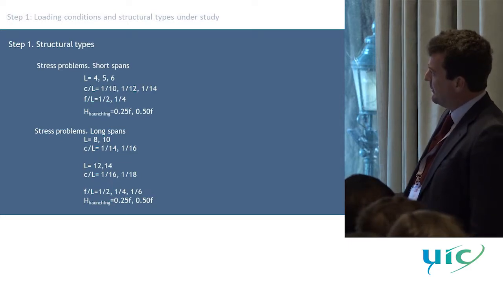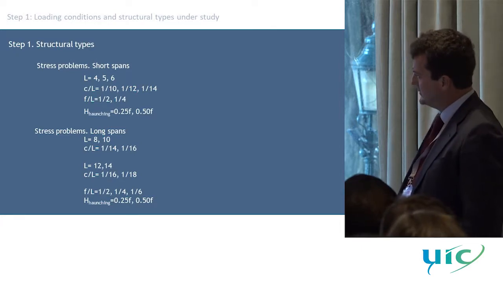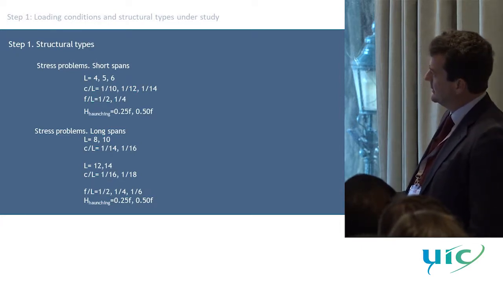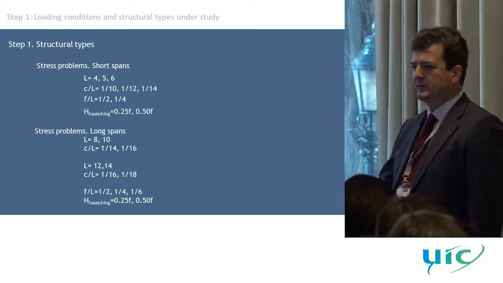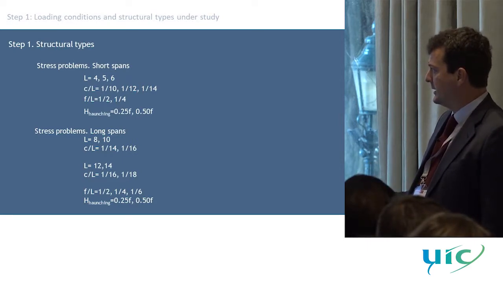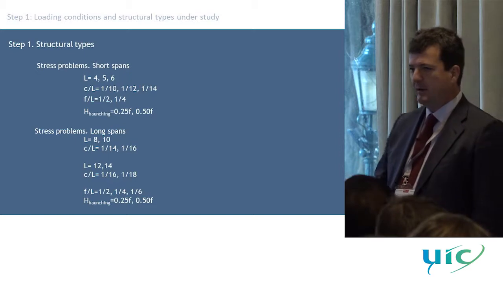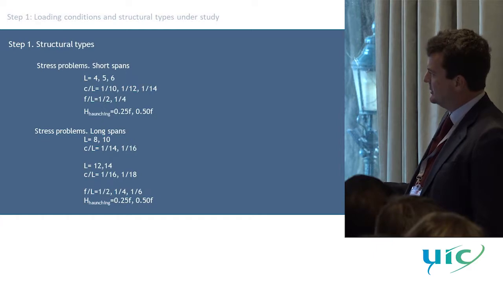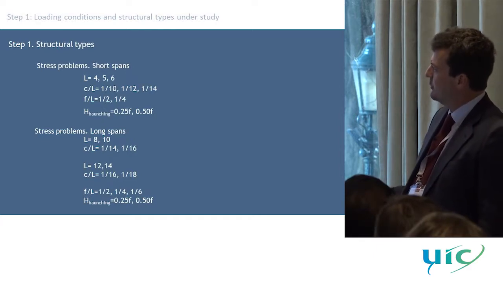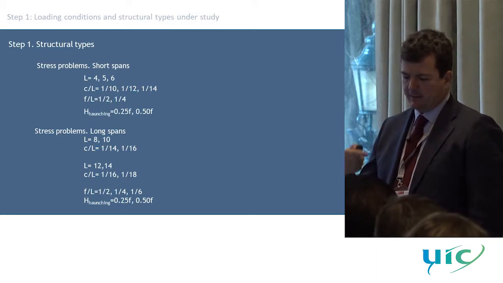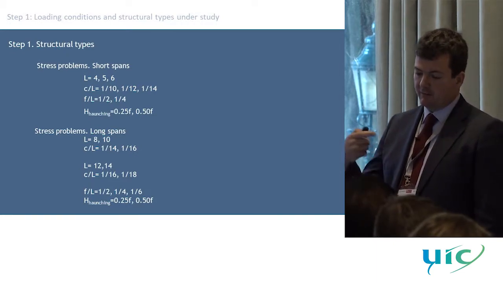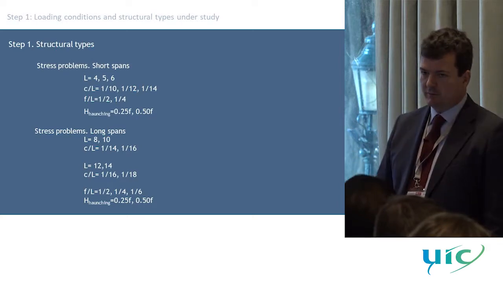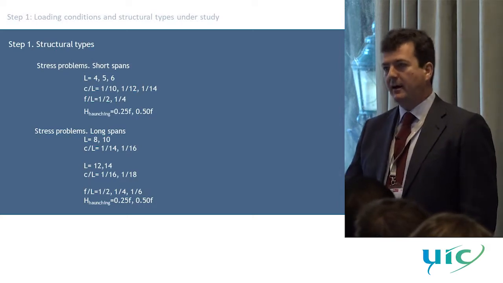So then we focus on short spans and medium spans with this slenderness, with this rise to span ratio and with this haunching, because we have detected that most of the problems that we have, related with cracking and things like that, were located in these structural types, in these geometries, in these ratios. As I was telling at the beginning of the presentation, we were trying to explain this paradox of why we have good ultimate limit state, but we still have problems.